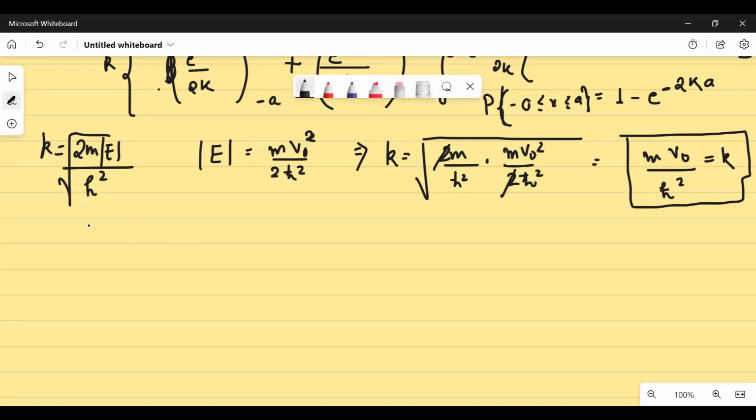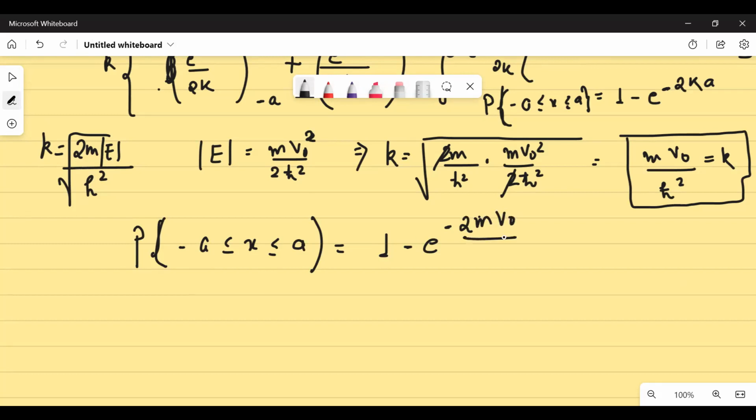So overall, I would write my probability of finding the particle from minus a to a, and that will come around as 1 minus e to the power minus 2 m V naught a upon h bar squared. This is what I will write. So this is my probability of finding the particle in the range from minus a to plus a. That is 1 minus e to the power minus 2 m V naught a upon h bar squared.